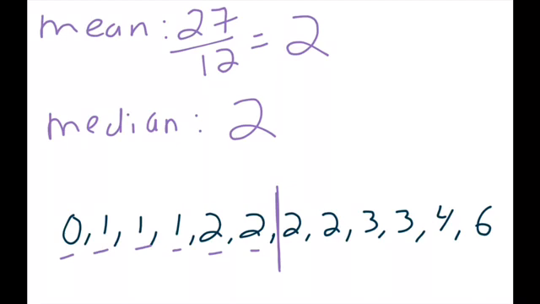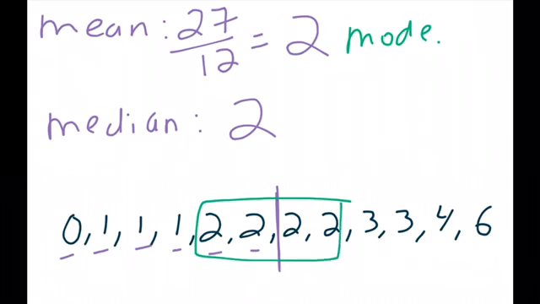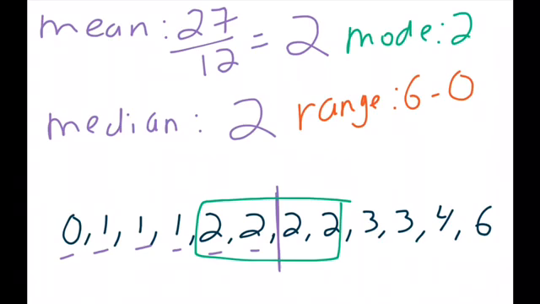Number 14, the mode. What is the number that occurs the most? Well, I can see that I have 4 twos right there, and that's the number that occurs the most. So my mode is 2. And my last one is going to be the range. The range is the largest number minus the smallest number, so my range is 6.